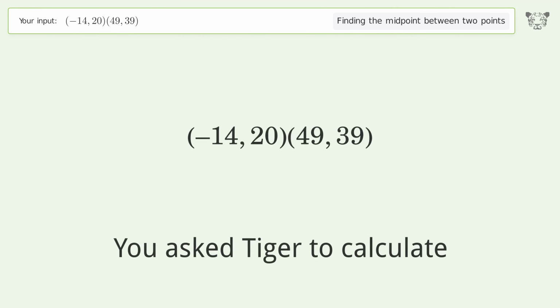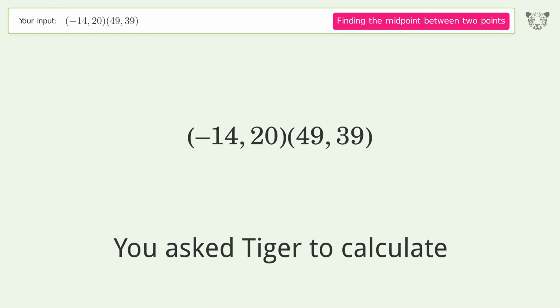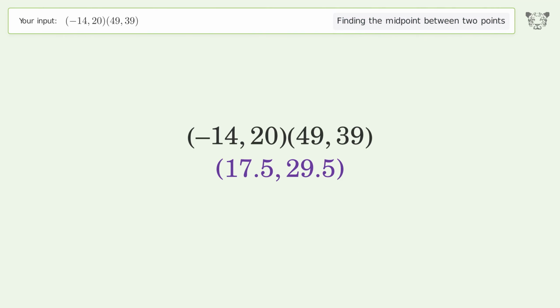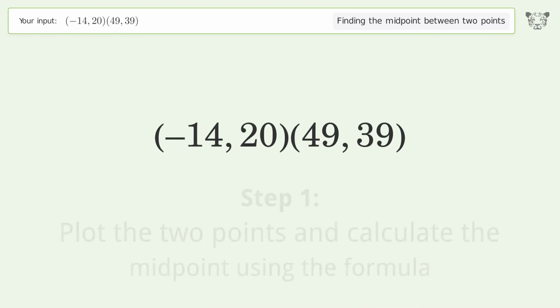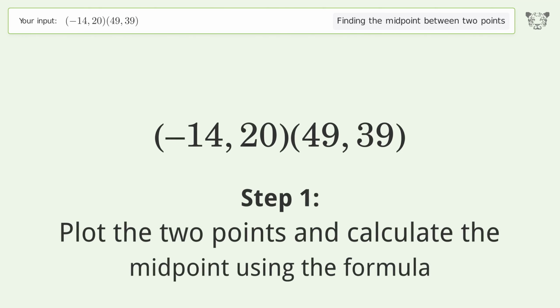You ask Tiger to calculate. This deals with finding the midpoint between 2 points. The midpoint between the 2 points is 17.5, 29.5. Let's solve it step by step. Plot the 2 points and calculate the midpoint using the formula.